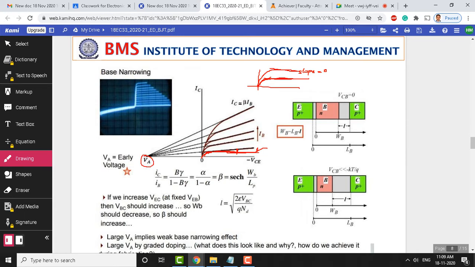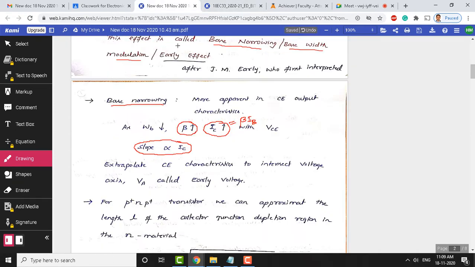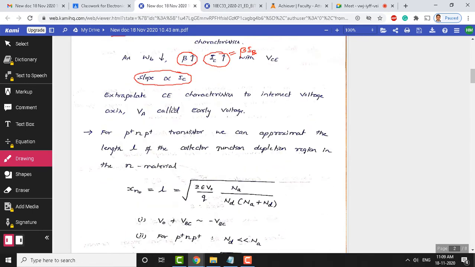So, when we extend all these lines for a practical BJT common emitter characteristics, they meet at one particular point, and this point we label as the early voltage here. Now, this has implications for the amplifier also. We will see what happens to the large VA. Usually, when we have a large VA, the narrowing effect will become very weak. Okay, so that is what we said in the material also. We will come back to that here.